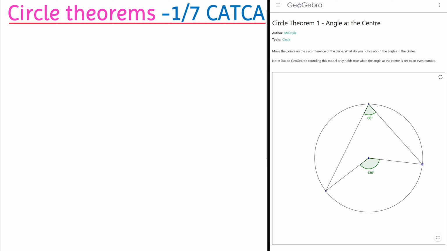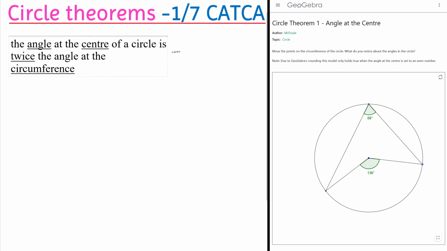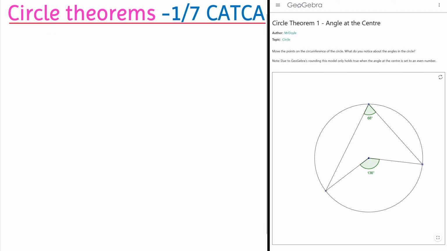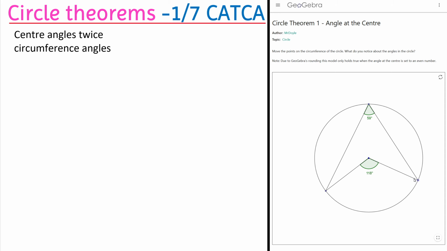Now, sometimes this is described using the word subtend. We don't need to use the word subtend ever in circle theorems, so we're just not going to bother looking at that word. But it's often described as this: the angle at the center of a circle is twice the angle at the circumference, which is quite the mouthful. However, we don't need to make it that mouthful. We can just use only the underlined words. That's what the mark scheme says. So we're just going to cut this down to the underlined words, which is center angles twice circumference angles. And that's what I have in my head when I see this situation: center angles twice circumference angles.